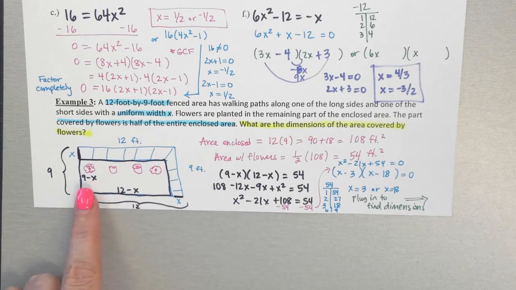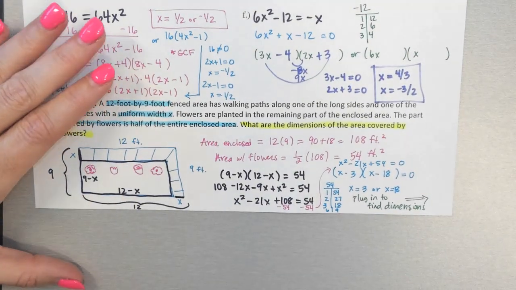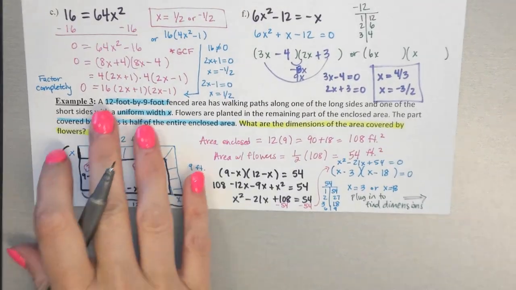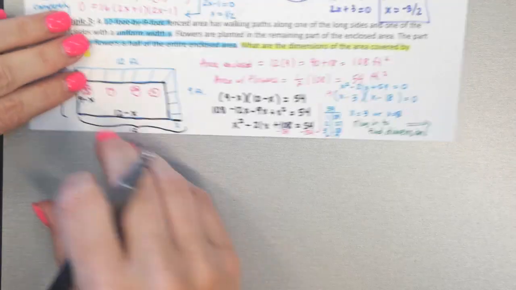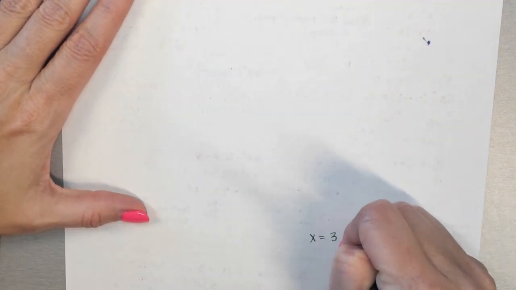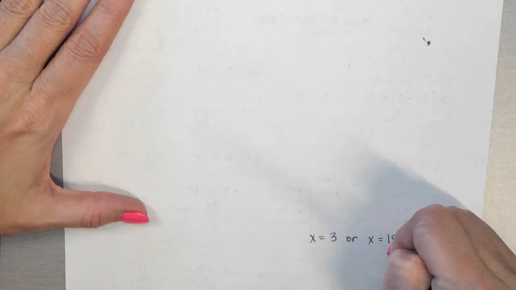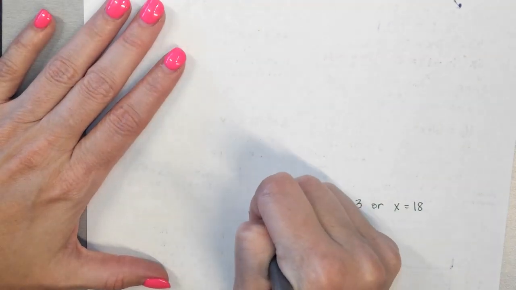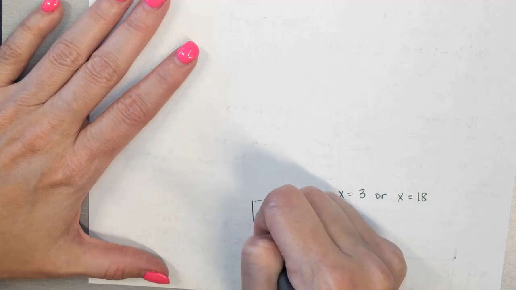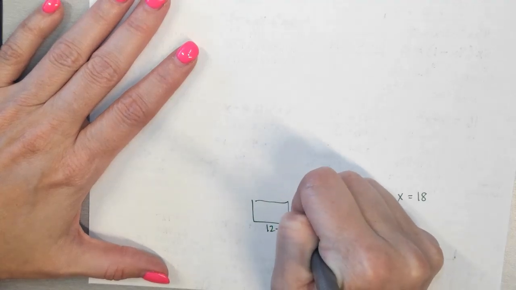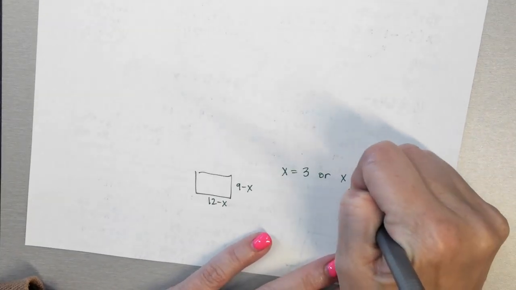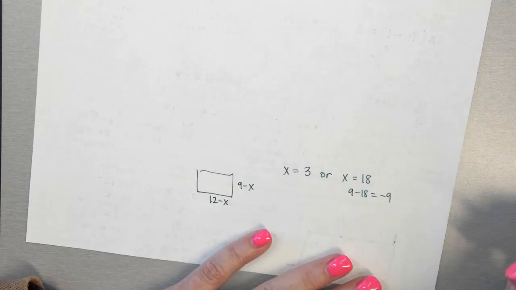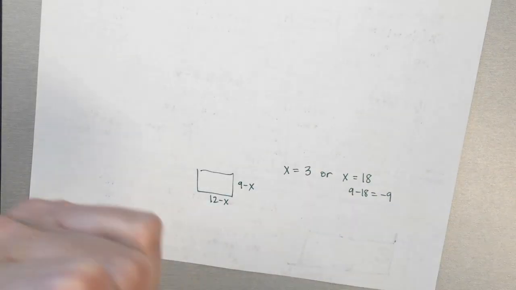Okay, so your dimensions are 9 minus x by 12 minus x. We're going to plug in our values for x there. And so I'm going to write those two here. So we have x equals 3 or x equals 18. The dimensions of your enclosed area were 9 minus x and 12 minus x. Okay? If you plug in 18, what is 9 minus 18? Negative 9. Is that a valid dimension? No, so that's not your answer.